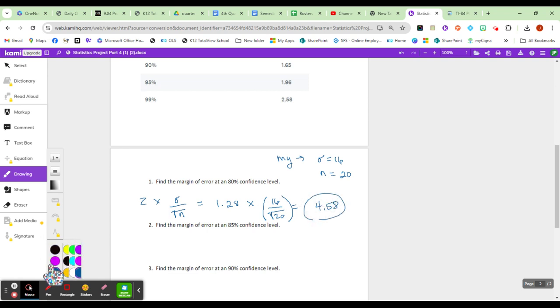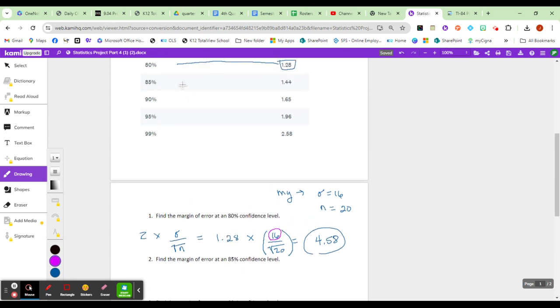And remember, you're going to use your own standard deviation, but everything else will be the same. The 1.28 will be the same for you because we're getting that from our chart for an 80% confidence level. The z-score is 1.28. The 20 is the same because we were all asked to pick 20 numbers to begin with, and the only thing that's going to be different is your standard deviation.